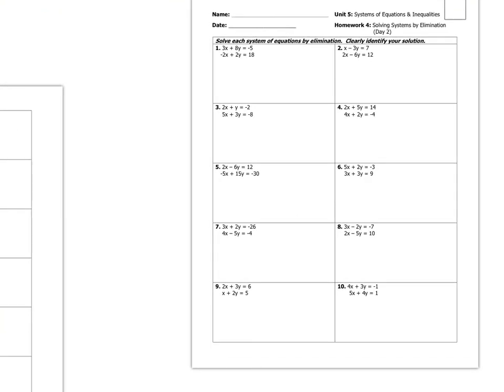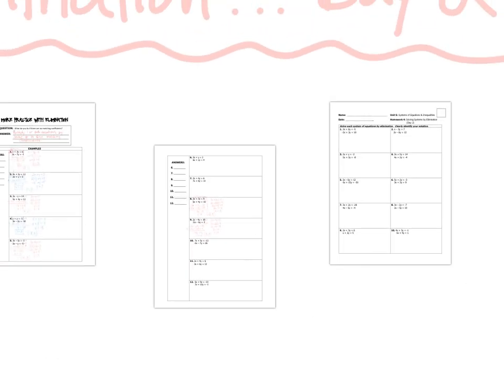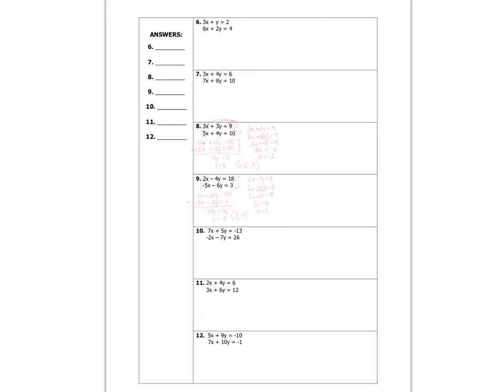For homework, I'd like you to do all of them, 1 through 10, okay? Because that'll get us super good at elimination, and that's what we need to be. So homework is going to be homework number 4, all of them 1 through 10. Pause your video, work on 6, 7, 10, 11, 12. When you unpause this, all the answers will appear. Okay, go for it.